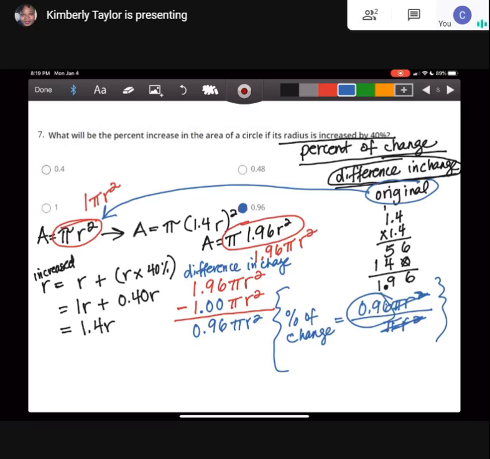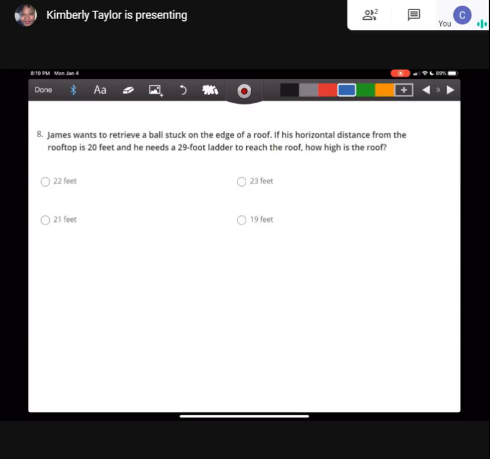Okay, let's do one more question, and then we'll be done for the evening. It says James wants to retrieve a ball stuck on the edge of a roof. If his horizontal distance from the rooftop is 20 feet and he needs a 29-foot ladder to reach the roof, how high is the roof?